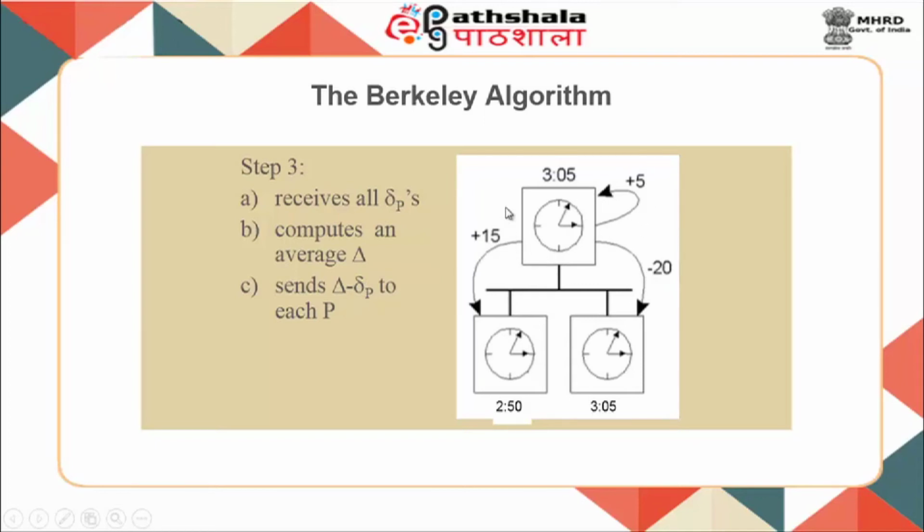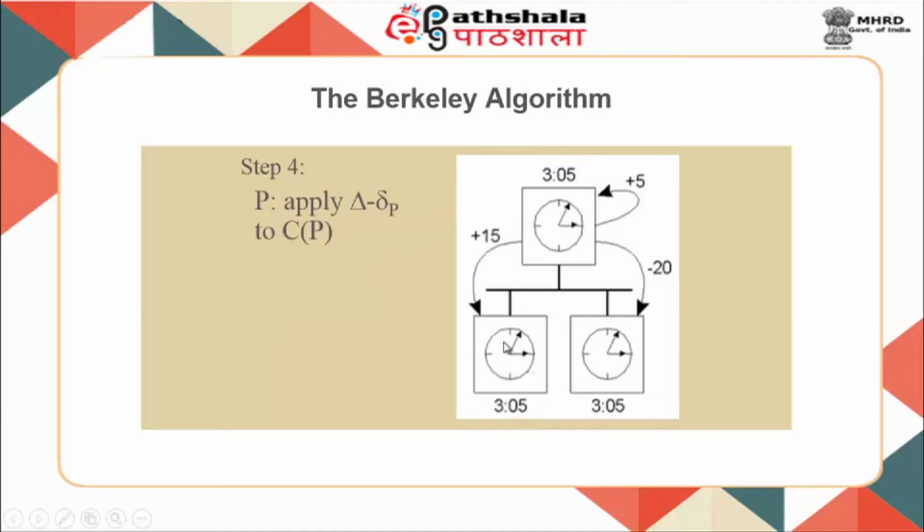So, plus 5. The server itself extends its time by 5 minutes, so it becomes 3:05. This guy will adjust its time and will become 3:05, and this guy will set back its clock by 20 minutes and will become 3:05. So, by applying delta minus delta p at each process, we see that all the clocks now are synchronized with each other. So, this is the way we set the clock with each other.